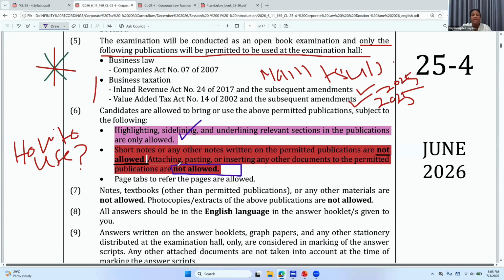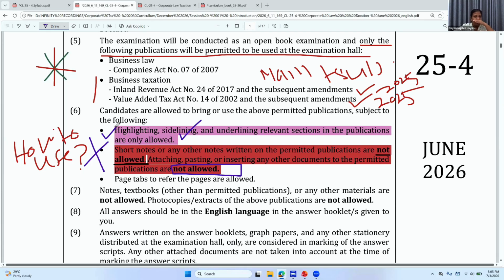This is for the second part: attaching, pasting or inserting any other document to the permitted publications is not allowed. Don't do these things. These are not to be done. If it is so, the book is not permitted to be brought for your examination.